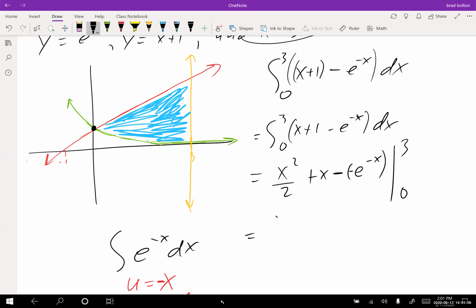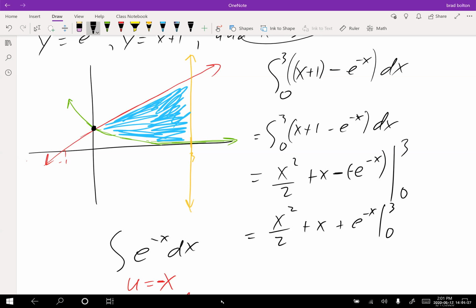So what I'm going to do is clean this up. This is x squared over 2 plus x plus e to the negative x from 0 to 3. So hopefully, that's just a little u sub. You have to do this whenever there's something inside the exponential, e to the 2x, e to the 3x, e to the 5x, you just let u be the power, okay?